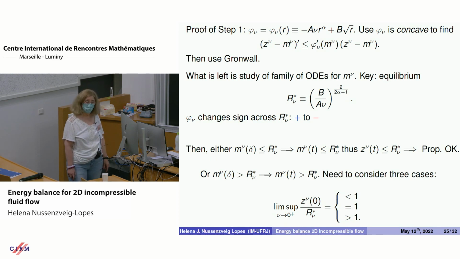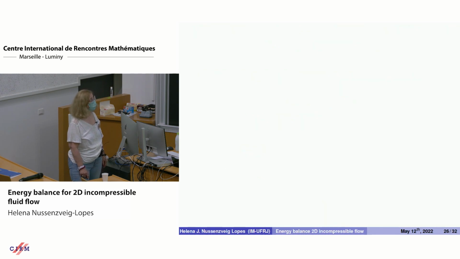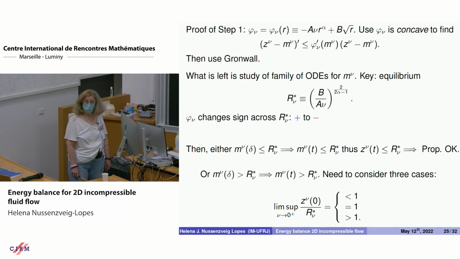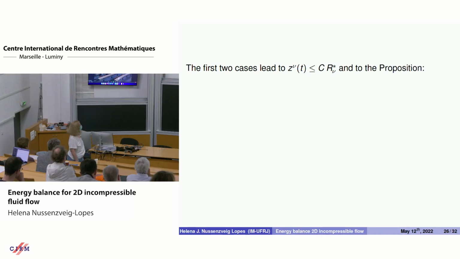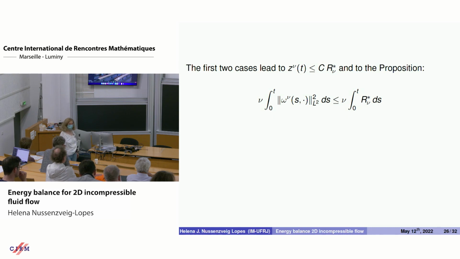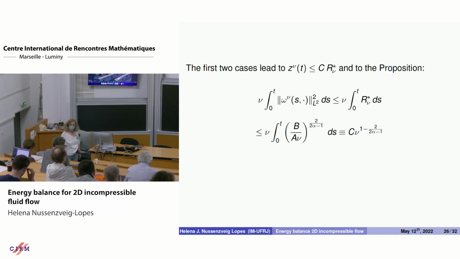So we need to consider three different cases, depending on what's the lim sup when nu goes to 0 of the initial data for Z over this equilibrium. In the first two cases, which are less than 1 or equal to 1, they lead to Z_nu comparable to the equilibrium, and that's good. Okay? Because then you're going to have that nu times the integral of omega L2 squared is bounded by nu times the integral of R_nu of the equilibrium, and that vanishes when nu goes to 0.